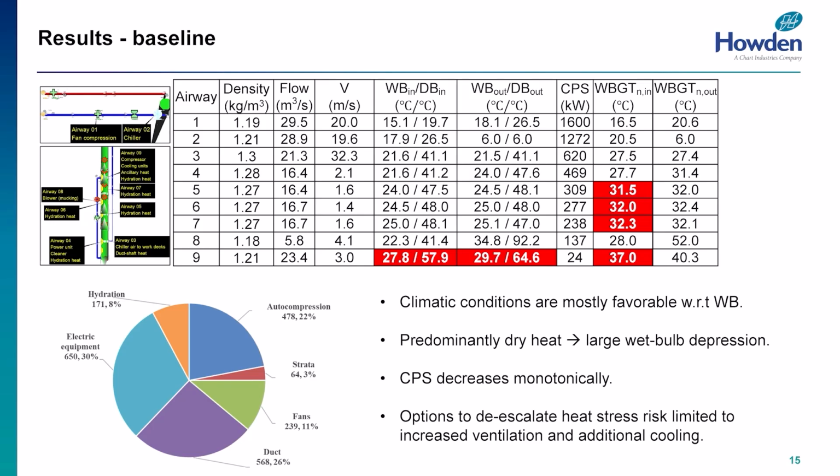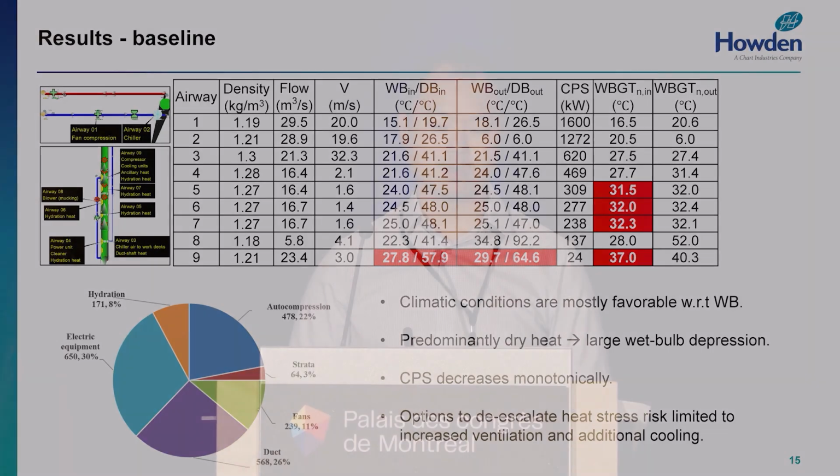When you focus your attention on the pie chart, which shows the percentage of heat from the various heat sources, our options here to actually de-escalate heat stress are rather limited. We can either enhance the ventilation, add cooling, or a combination of the two. And the last thing to take note of is that we can see there are several airways at the inlet, while looking at the natural wet bulb globe temperature, that are not in compliance. So in the next slide, we'll show additional scenarios that will try to comply with the natural wet bulb globe temperature.